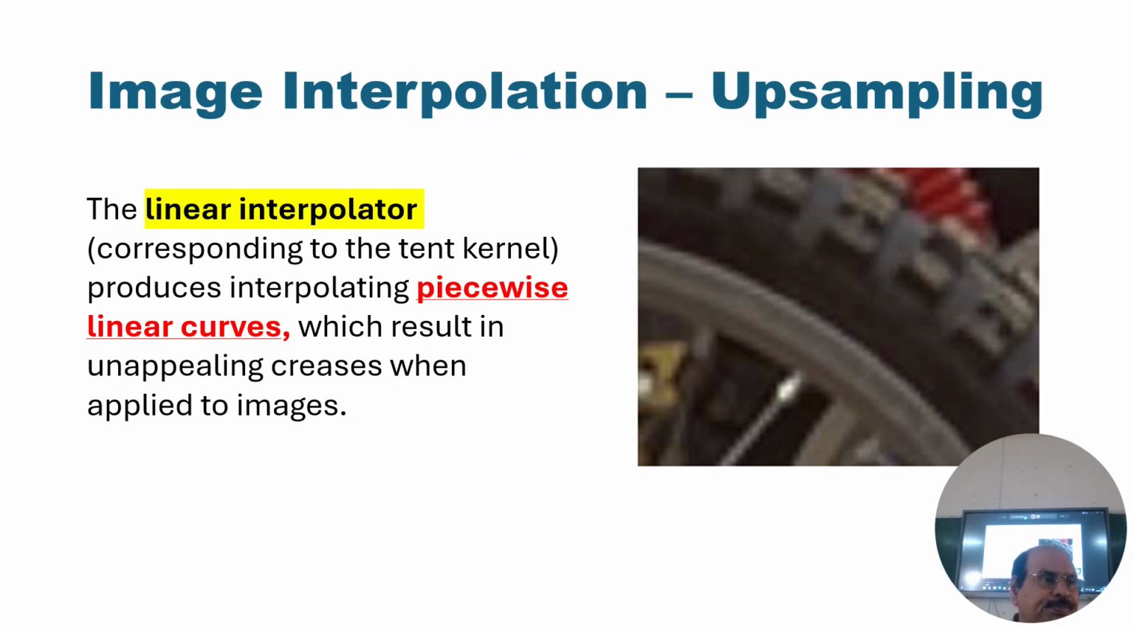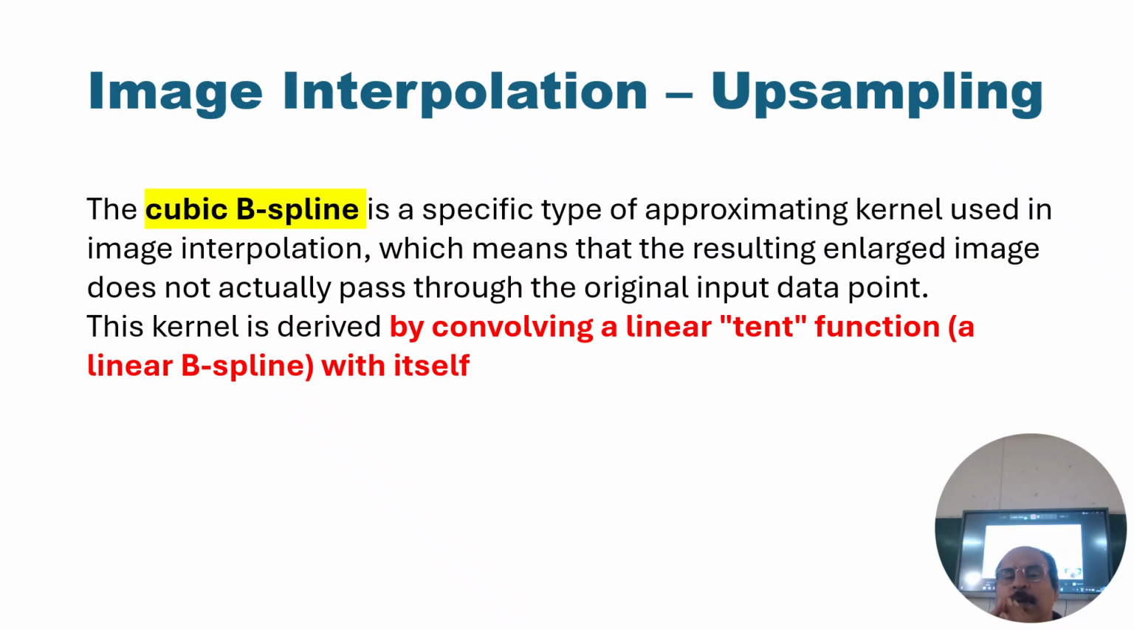Is that okay? The next type of upsampling or interpolation, we call it cubic B-spline. It's a specific type where it's a kind of linear only, where the approximating kernel does not actually pass through the original input data point. The operator is developed by convolving a linear tent function, that is called a linear B-spline, with itself.